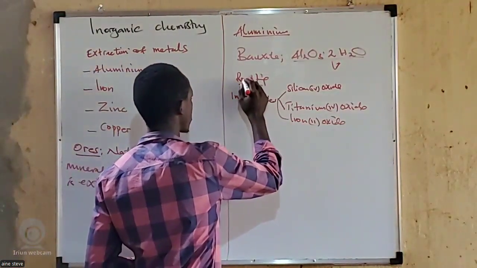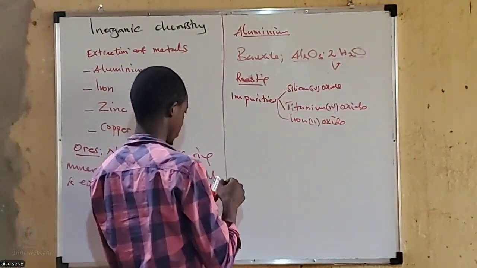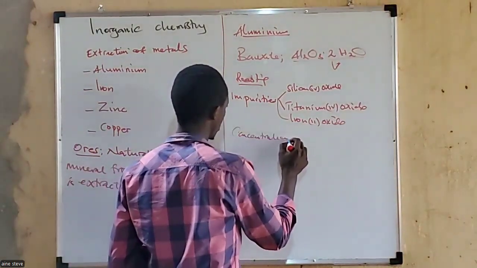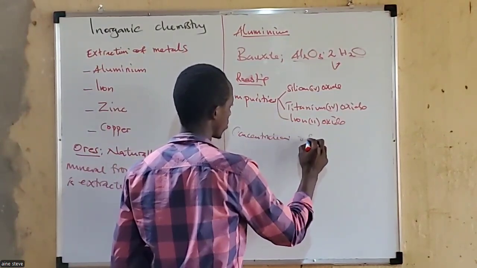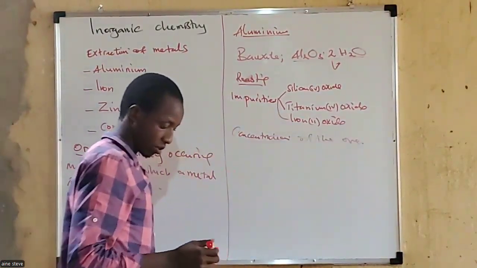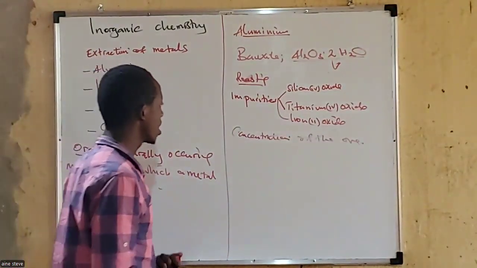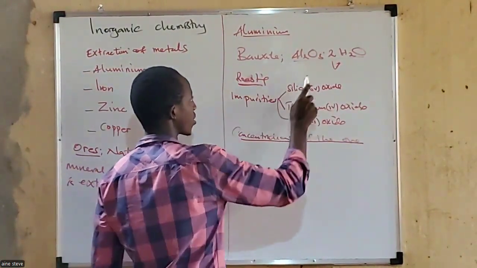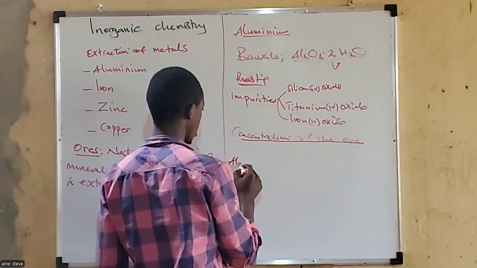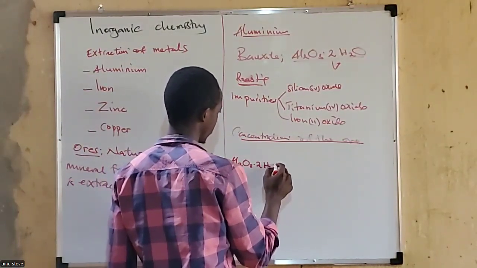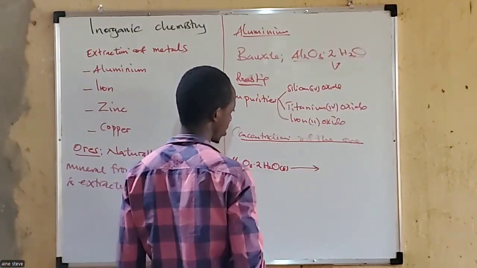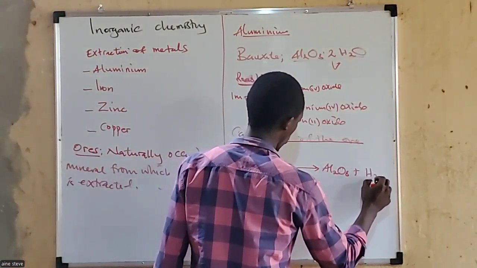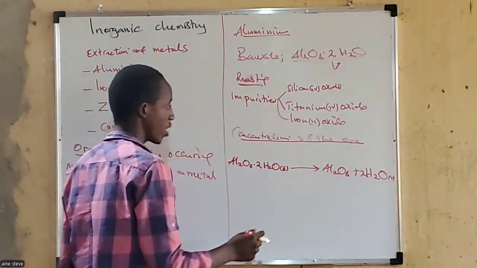So the first step involves concentrating the ore. Concentration of the ore involves removing the impurities. Before you even concentrate, you have to roast. Roasting, you are removing the water of crystallization. This is a solid, hydrated salt. So you are going to get aluminium oxide plus 2 molecules of water. So you have removed the water.